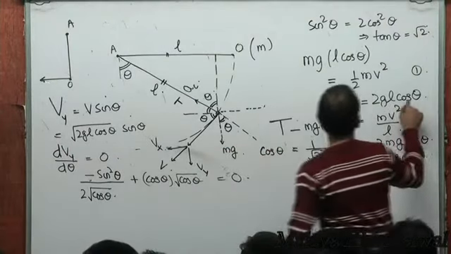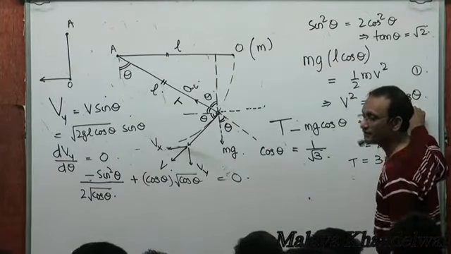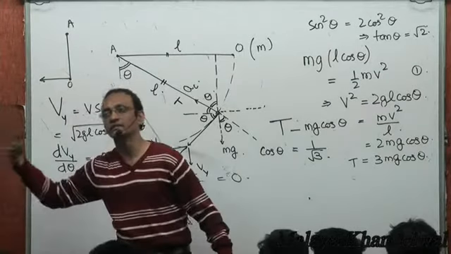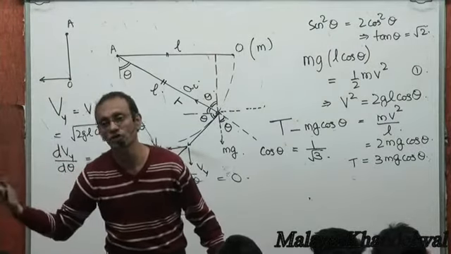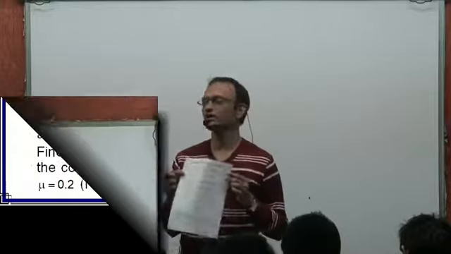And that means theta equal to 0, V squared would be 2gL. Isn't it? That V would be the maximum horizontal velocity. Clear?